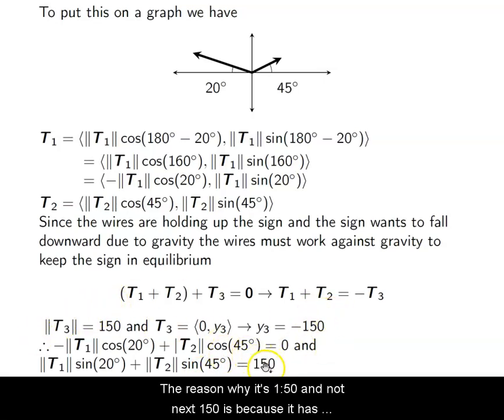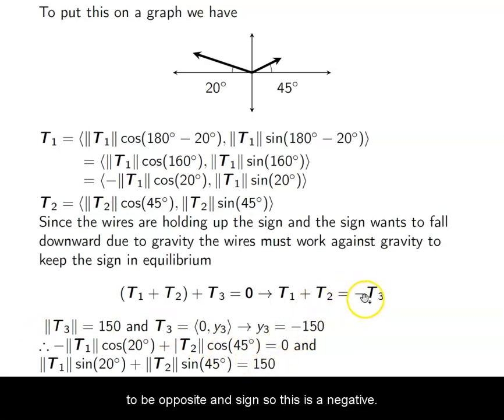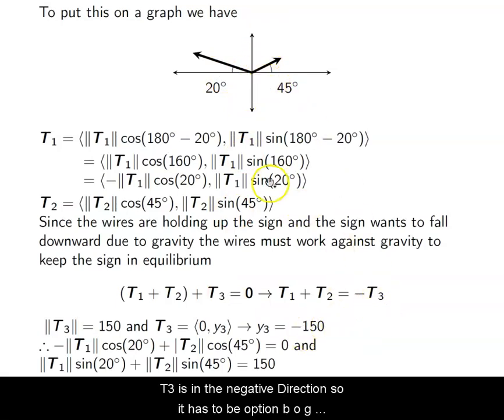And the reason why it's 150 and not negative 150 is because it has to be opposite in sign. So this is a negative 150, right? It's opposite, equal and opposite in value. The signs here are in the positive direction. The T3 is in the negative direction, so it has to be opposite in value.